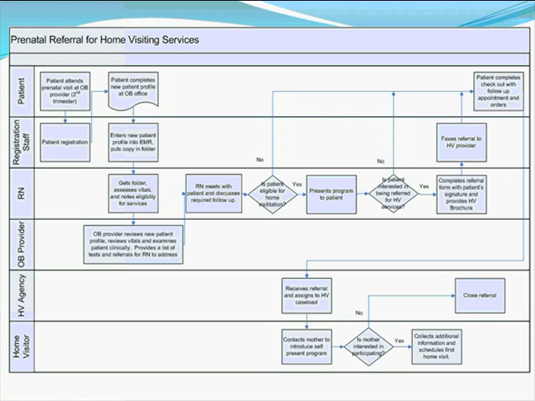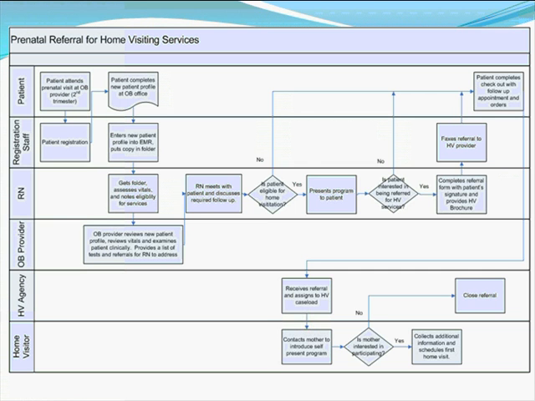This example is called a Swimlane Process Map, and it's actually been created in Visio, which is a software application that Microsoft manages. So it depicts the referral process across care settings. So over on the left, you'll see the different roles listed, from home visitor, home visiting agency, OB provider, nurse, registration staff, up to patient at the top.